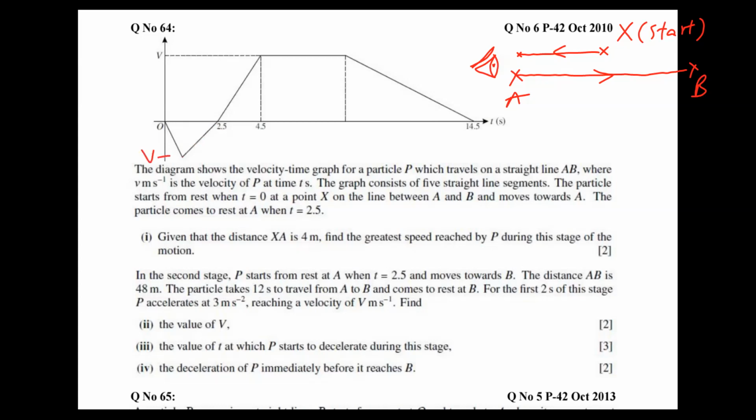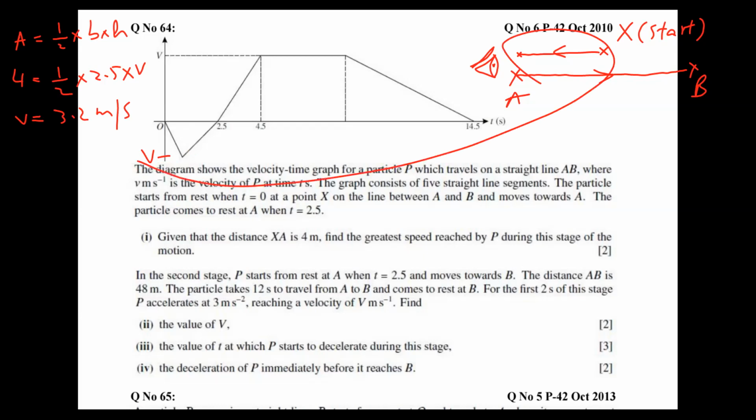So what is the area? The area formula is half into base into height. The area is 4 meters, the base is clearly mentioned as 2.5, and the height I need to find. So 2 multiplied by 4 is 8, and 8 divided by 2.5, I got 3.2 meters per second. It means this is the highest speed it gains while coming back to the observer. The point is very clear.